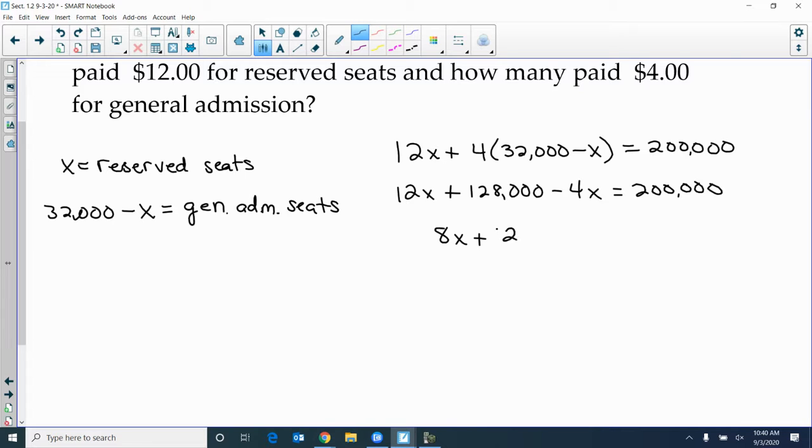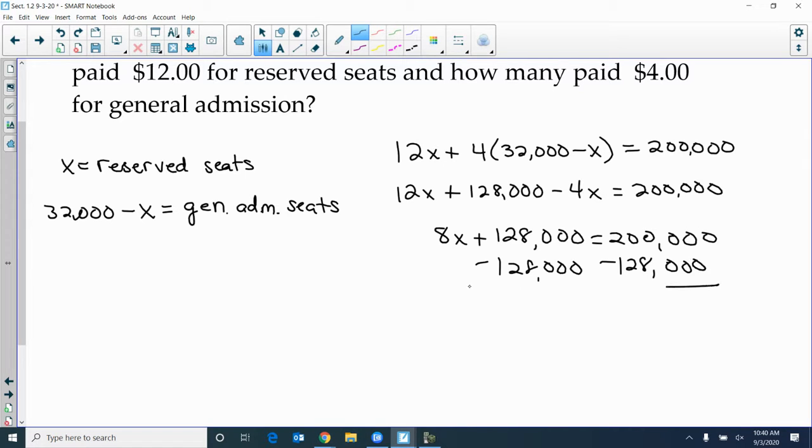I got X equals 9,000. 9,000, very good. So as should everybody else. So X equals 9,000. If you didn't, I'm going through the work here, double check yours. Probably just a minor error. And I get 8X equals, what is that, 72,000? And then X equals 9,000. So X is 9,000 reserve seats.